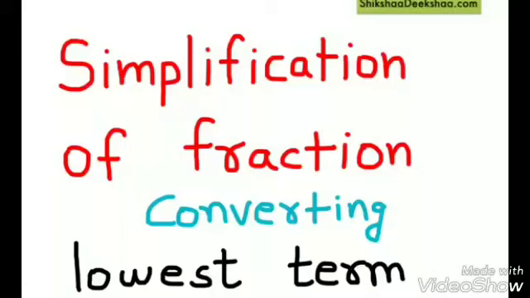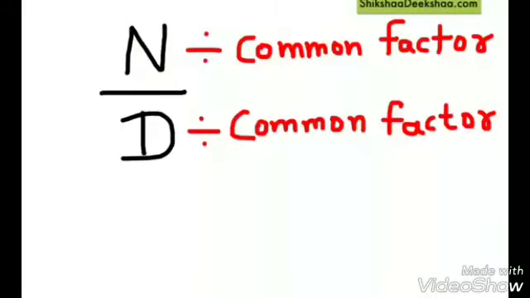Simplification of fractions. To simplify a fraction means converting a fraction to its lowest term. We can do it by dividing numerator and denominator by their common factor, by the same number which is their common factor. Let's understand how.